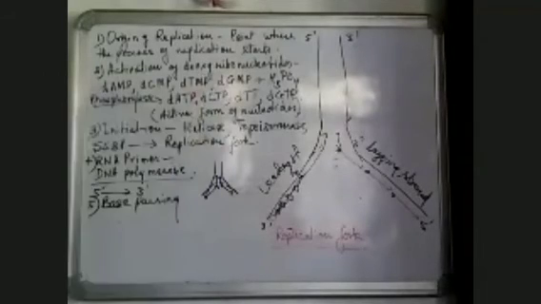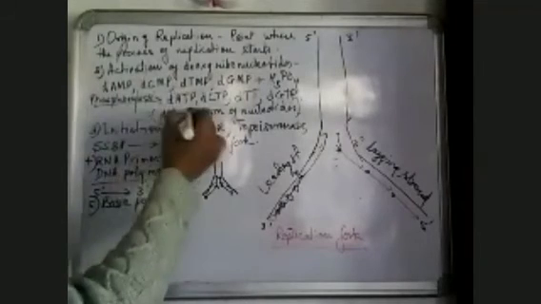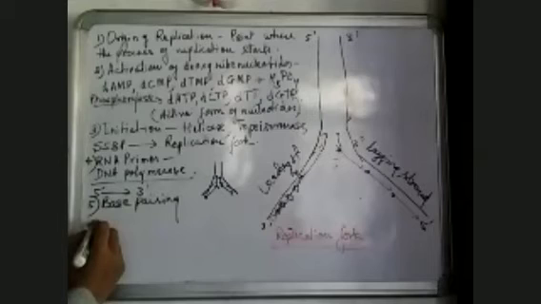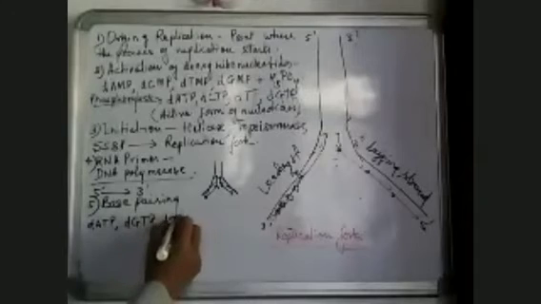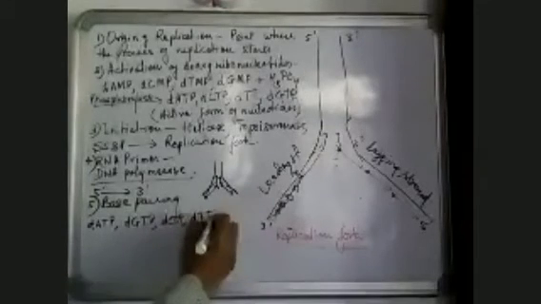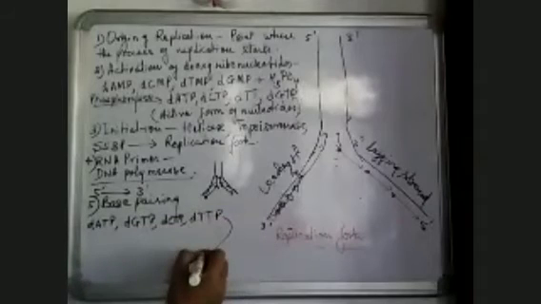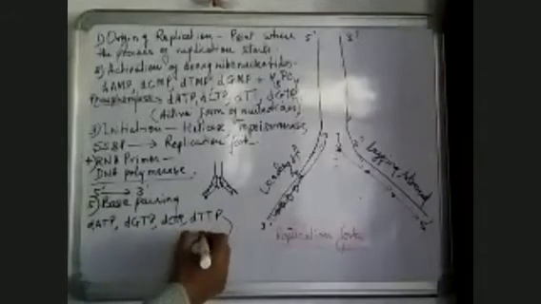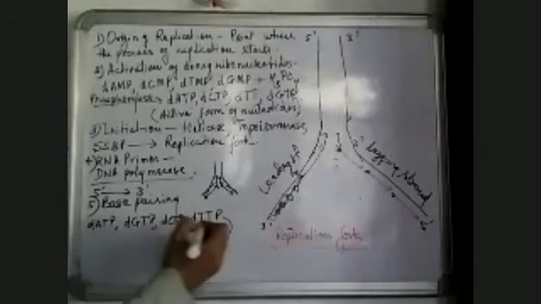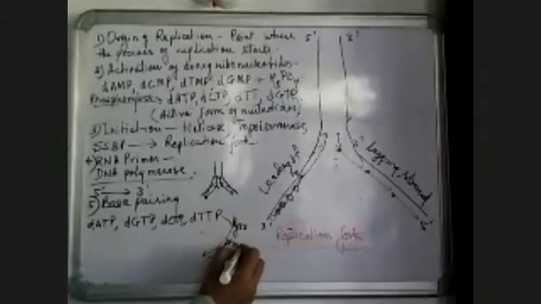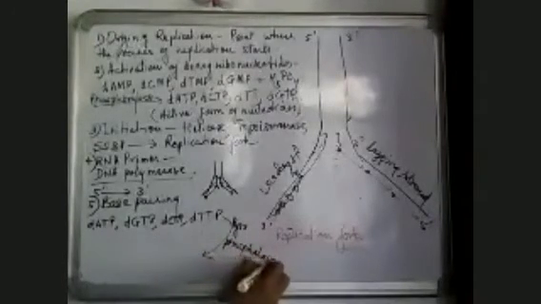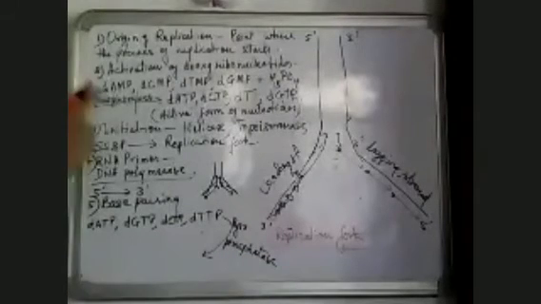And finally what happens? The dATP, dGTP, dCTP, dTTP, all of which are the activated form here, under the action of one enzyme, pyrophosphatase, get converted into the inactive form again.